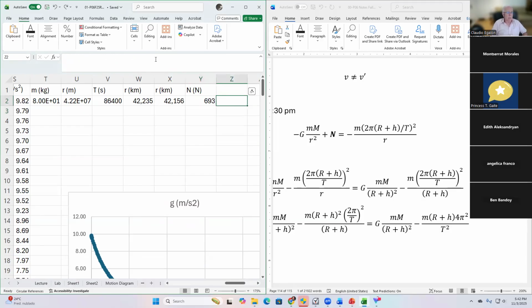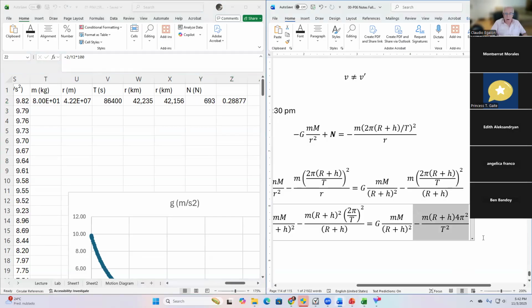So, you can do it. It's 2 divided by 693 times 100. Man, this thing is going to be so small. 0.25%, a little bit more than 0.25% difference. So the rotation of the Earth does not affect much the apparent weight of your test subject. Okay, so we can write that down here.